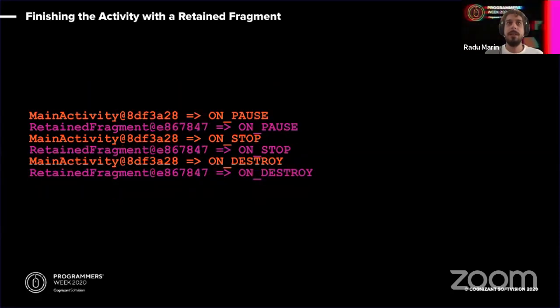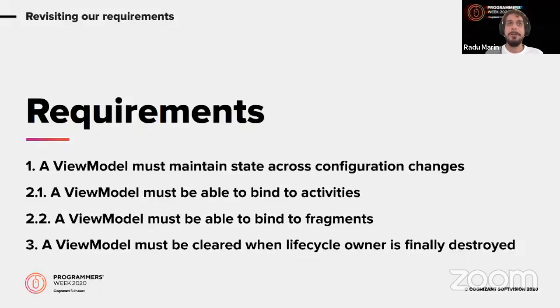What happens when we press back? The activity and fragment both lose focus, lose visibility, and both get destroyed. So only at this moment in time does the retained fragment get destroyed. So I think we're all starting to see a pattern here. So what could actually be used to build a view model, right?